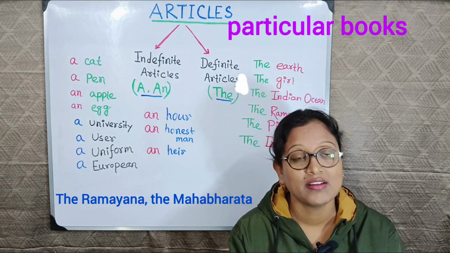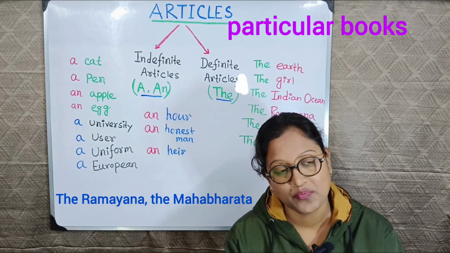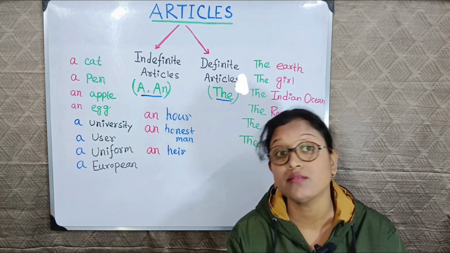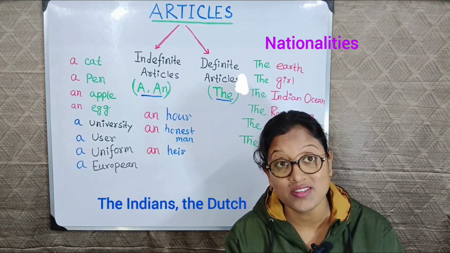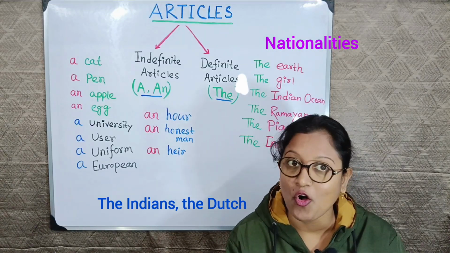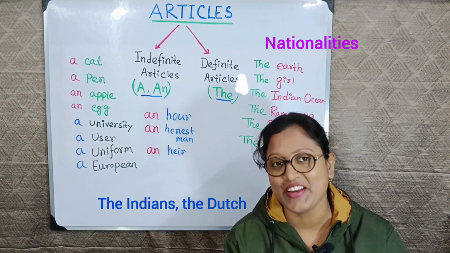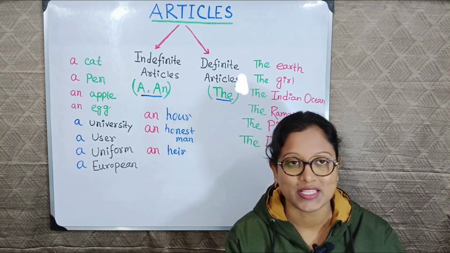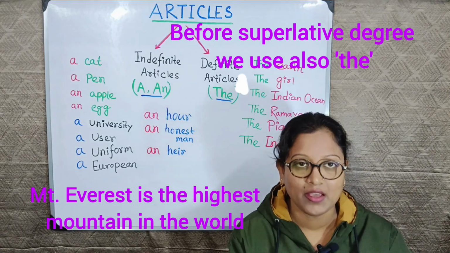The Ramayana, the Mahabharata, the Iliad. Clear? But we will not say Valmiki's the Ramayana. No, no. Valmiki's Ramayana. Clear? Homer's the Iliad? No, no. Homer's Iliad. Clear? Next, before the names of nationalities, any nationalities, we use the. The Indians, the Dutch, the British, we use the. Okay? So these are the uses of the definite article the.